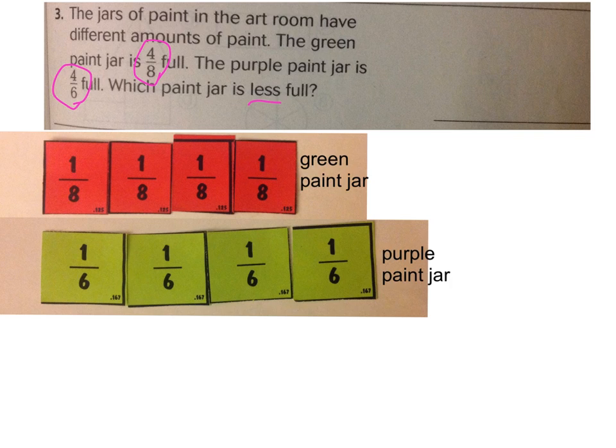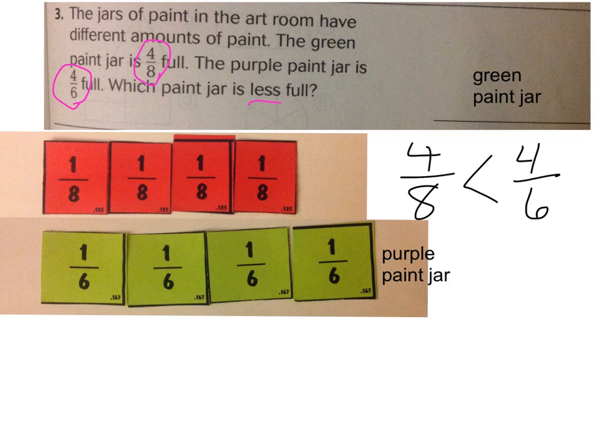Remember that the question asked which paint jar is less full, so I want to look for the smaller fraction. Looking at the two sets of fraction strips, I can see that 4/8 is shorter than 4/6. So 4/8 is less than 4/6, which means the green paint jar is less full.